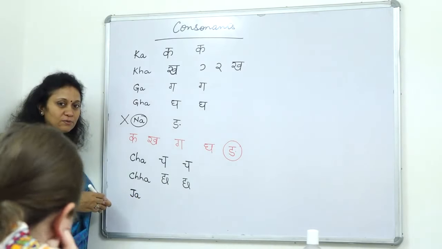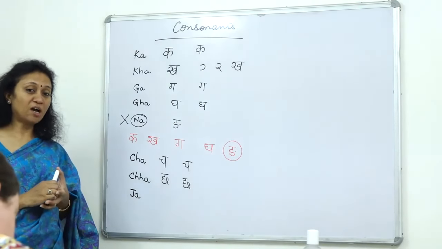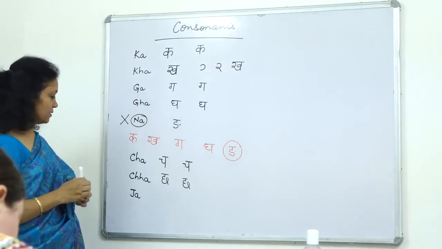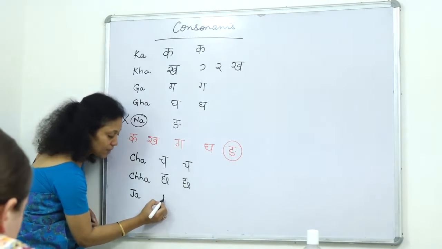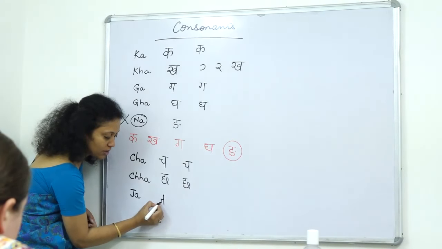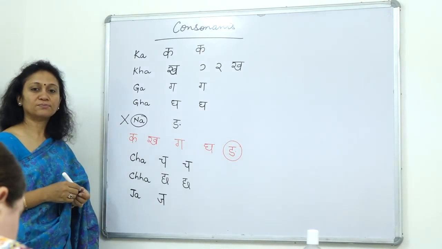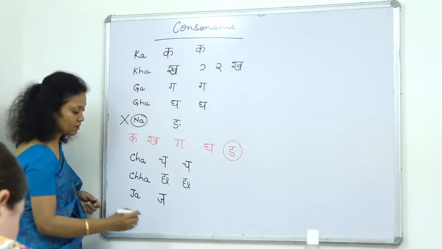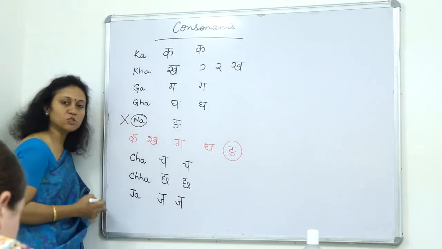Then the next one you have is j, as in jana. So you draw the vertical line, then you have a short horizontal, and you have a hook. That's j. A vertical, horizontal, and a hook. J.